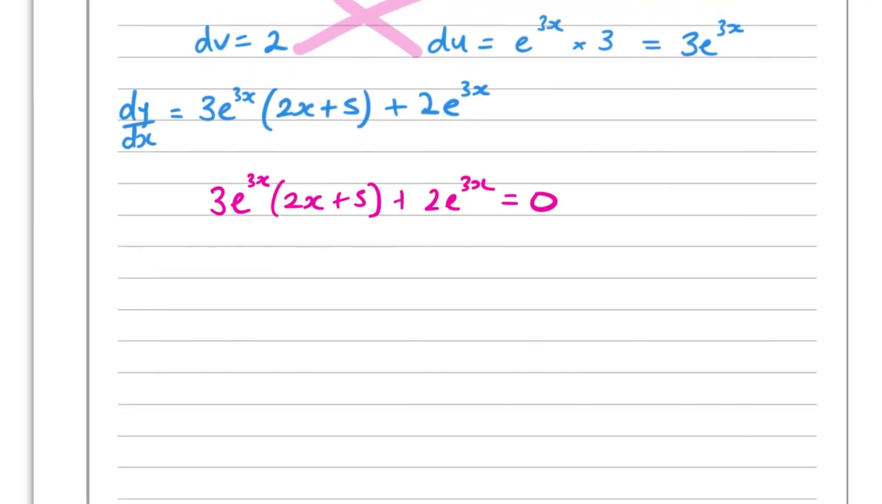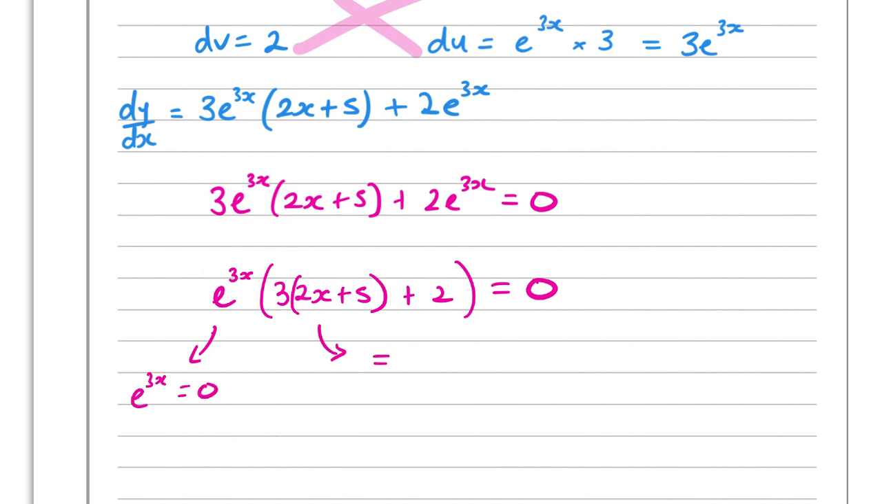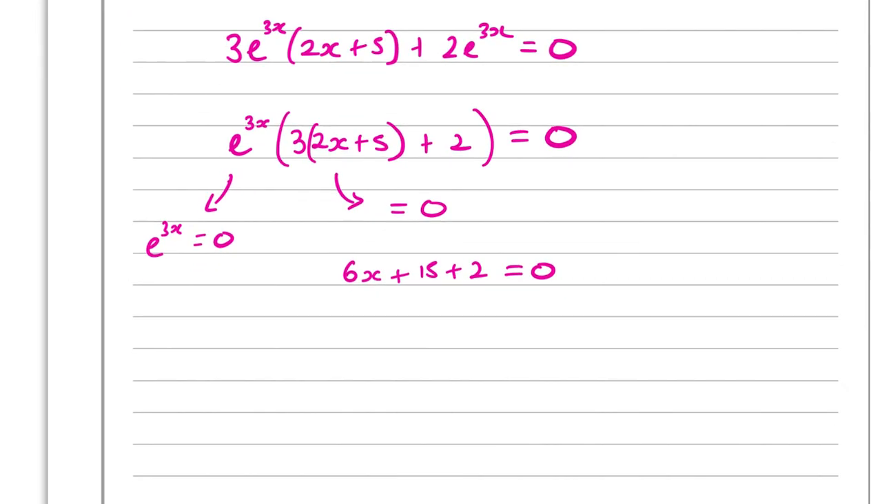Now, if we wanted to, we could factor out an e to the 3x. We're going to get 3 lots of 2x plus 5, plus 2, equals 0. So we either have e to the 3x equals 0 or this bracket equals 0. So if we expand this bracket out, we're going to have 6x plus 15 plus 2 equals 0. 6x equals negative 17. x equals negative 17 over 6.